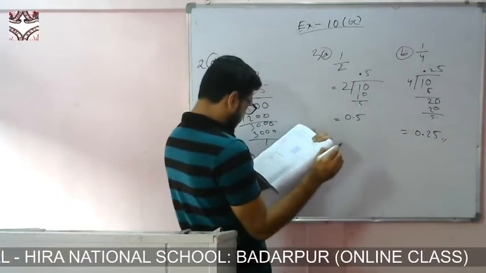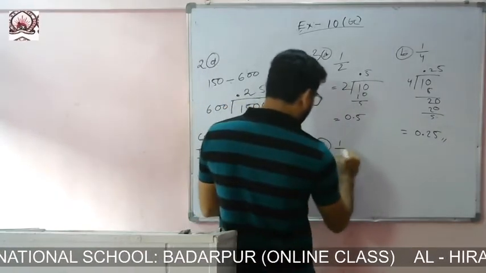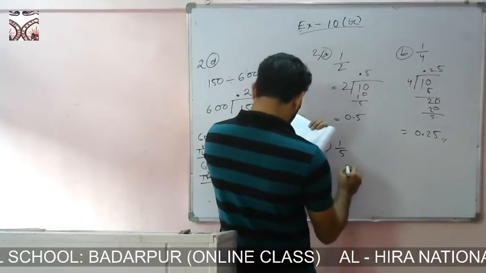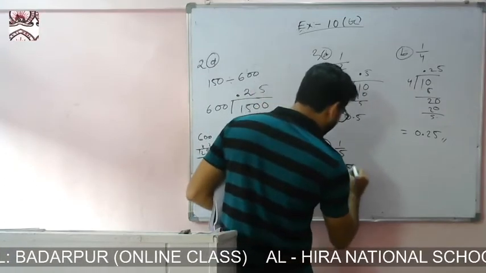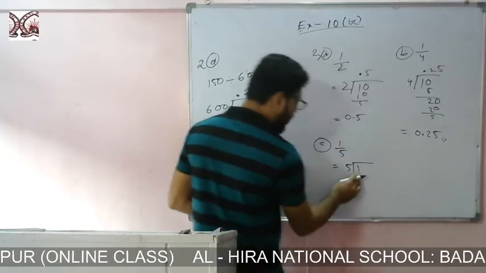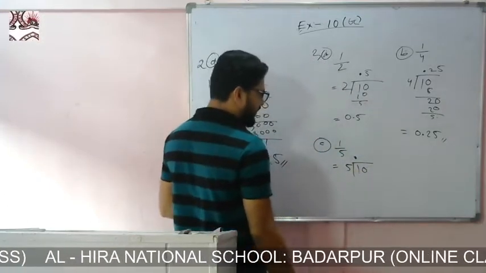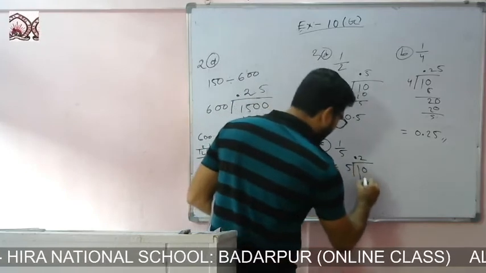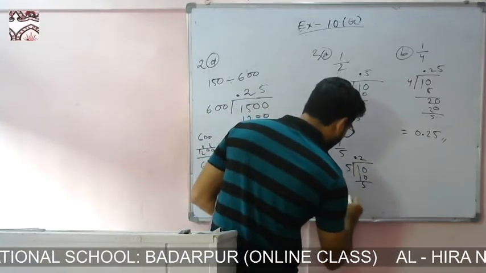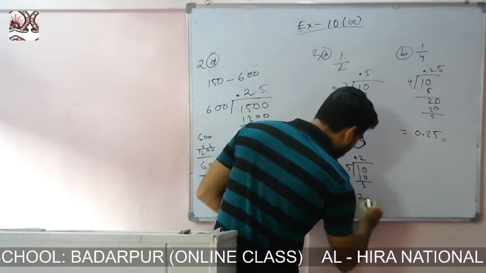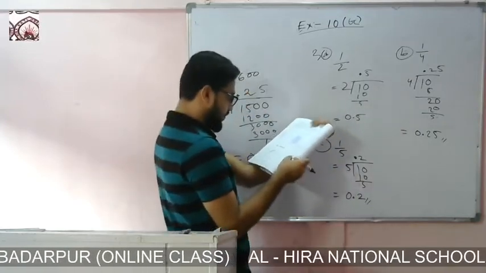Now come to C. See what is given, you see, 1 by 5. Okay, so you can write 5 1. 1 is not divisible, so we'll put a point, then we'll bring 10. Then 5 2s are 10. Okay, that means 0.2 is the answer.